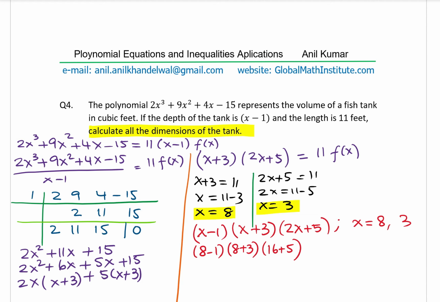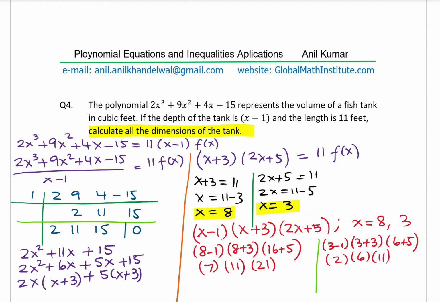Very less space here, so we have to manage the space. And the other one is, substituting 3 here, we get 3 minus 1 times 3 plus 3 times 6 plus 5. So the dimensions become 7, 8 minus 1, 7 times 11 times 21. The other one is 2 times 6 times 11. So 11 is in both. Do you see that? So these are the two possible answers.